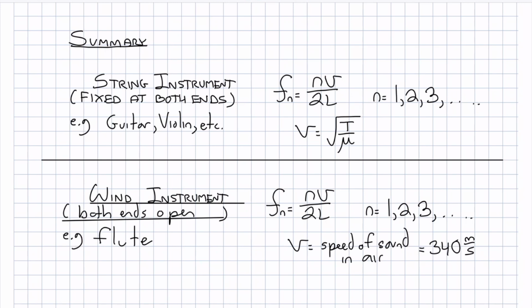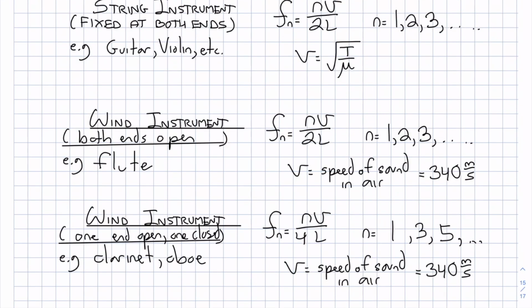And then we finished it off by looking at wind instruments with one end closed. An example is a reed instrument, like a clarinet or an oboe or even a saxophone. And it had a slightly different formula. Because it had to have an antinode at an open end and a node at a closed end, only certain patterns of standing waves could fit in there. And it turns out the mathematics are f = nv/4L, but n can only be an odd number. But we still use the speed of sound in air as 340 meters per second.